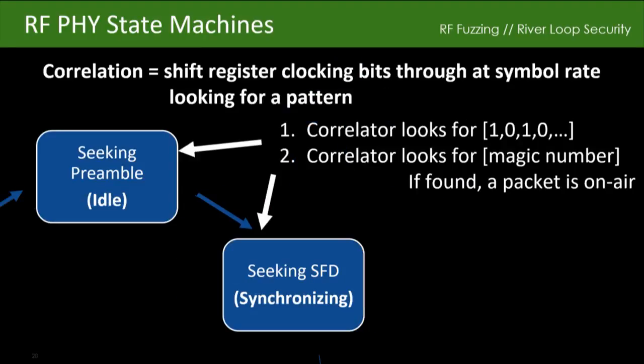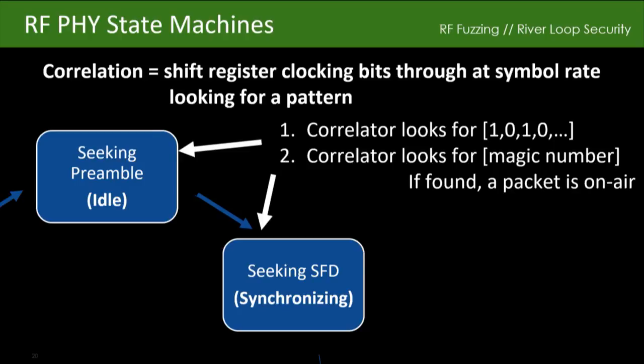The way these two states work is they essentially run a correlation operation across the symbols being received from the demodulator. This correlation is basically a shift register that's clocking demodulated bits through at the symbol rate while it's looking for a pattern. When we're looking for the preamble, we're looking for that alternating sequence of zeros and ones, that 010101. And when we get a good enough match, then we can say with confidence, we've received a preamble, we're about to receive a packet. Let's go to the next state and start looking for the SFD.